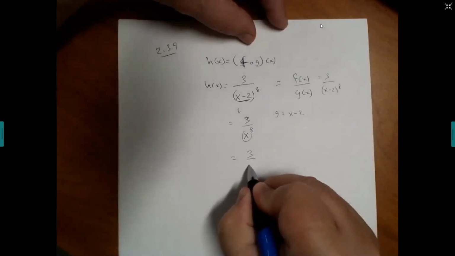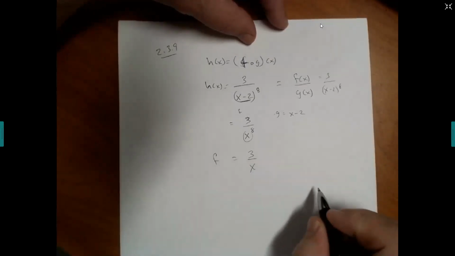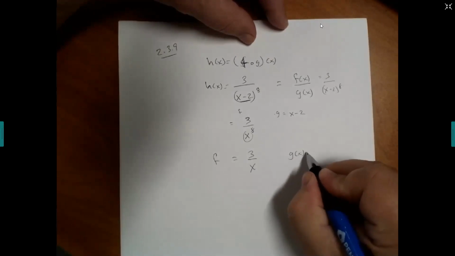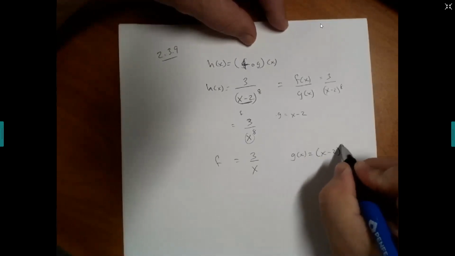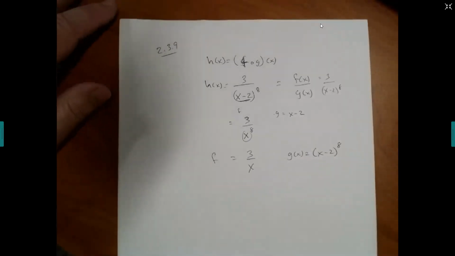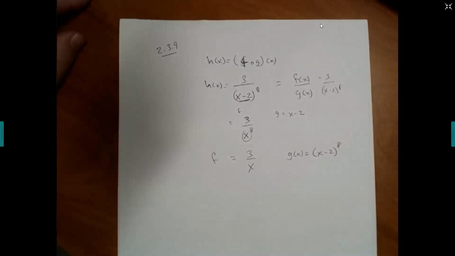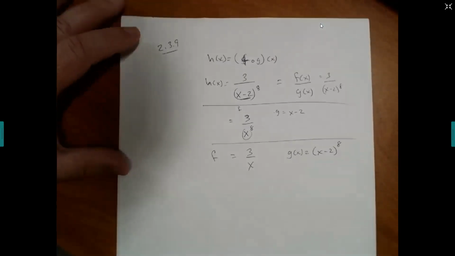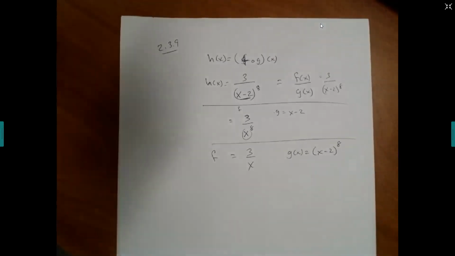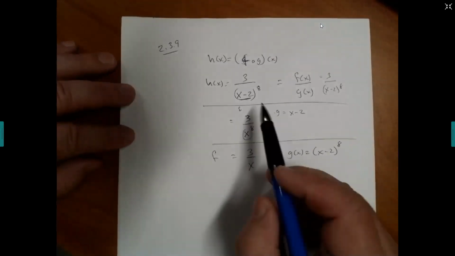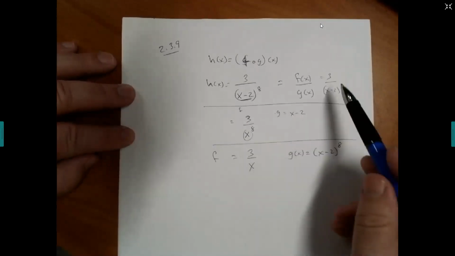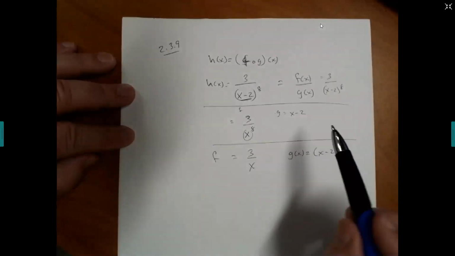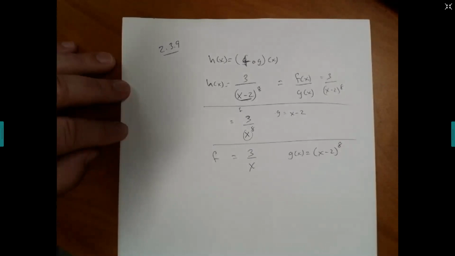Or we can have f of x is 3 over x, and g of x is x minus 2 over 8 to the power 8. We just have to see how they decompose it. Because we have a function, how are the different ways it could be decomposed? Let's see what options they give us.